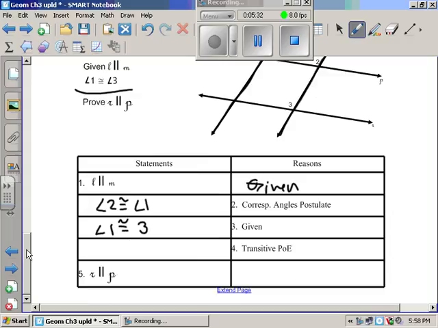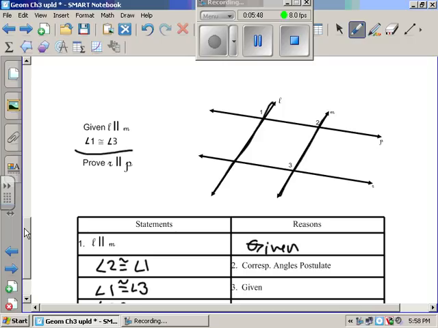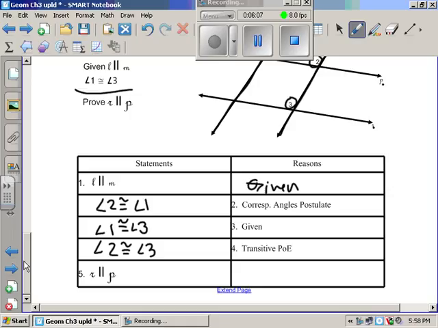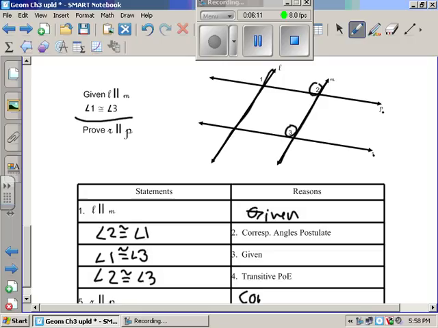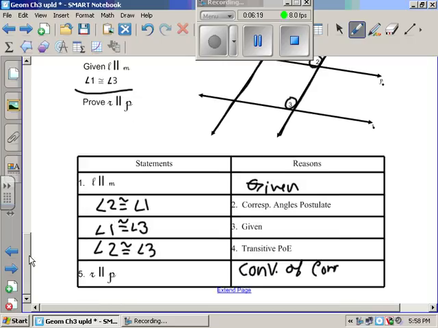So if angle 2 is congruent to angle 1 and angle 1 is congruent to angle 3, then by the transitive property, if A equals B and B equals C, then A equals C. And angle 2 and angle 3 are corresponding angles if I think of M as the transversal and R and P as the parallel lines. Then if angle 2 and angle 3 are congruent, then R and P are parallel by the converse of the corresponding angles postulate. Okay? So that's how in a proof the converse would work.